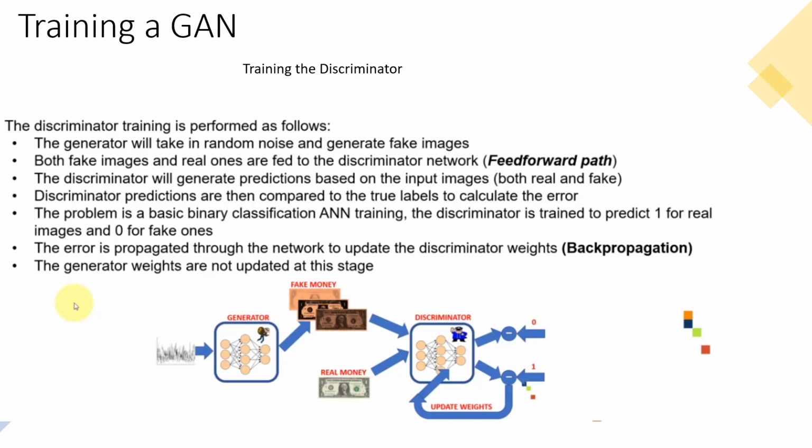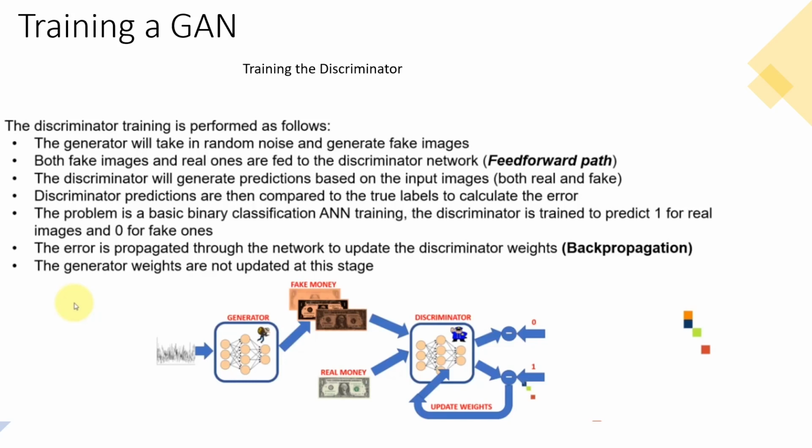You need to do this at the same time because you need to calculate loss for both fake images and real images, for fake money and real money. The discriminator will generate predictions based on the input images, both for real and fake. Discriminator predictions are then compared to the true labels to calculate the error or the loss. The problem is a basic binary classification. The discriminator is trying to predict 1 for real images and 0 for fake images.